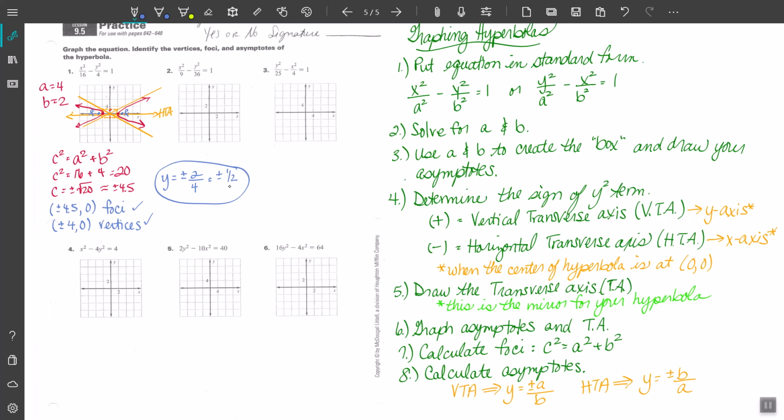So the y equals plus or minus 1/2. Actually, I left out the x here. That's actually an equation for this line. So when you write it out, you would write it out as y equals plus or minus 1/2 x.